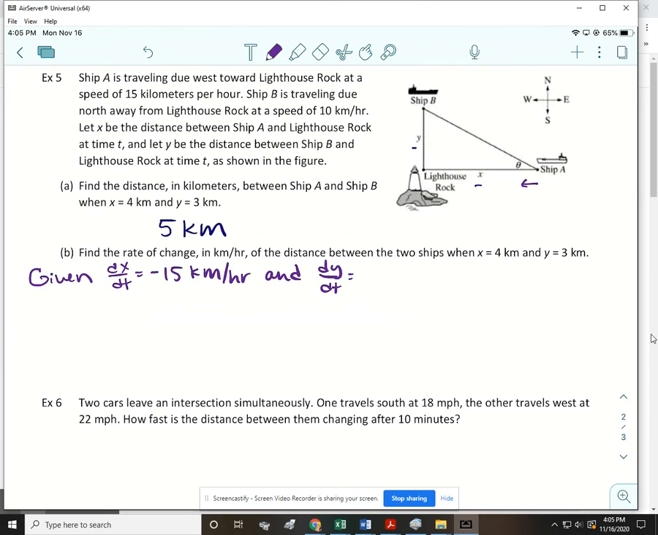And ship B is traveling away, so y is getting larger, so this is a positive rate of change. We're going to find dr/dt, when x equals 4 kilometers and y equals 3 kilometers.